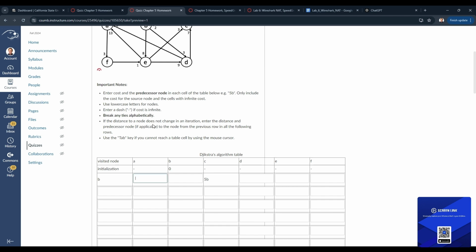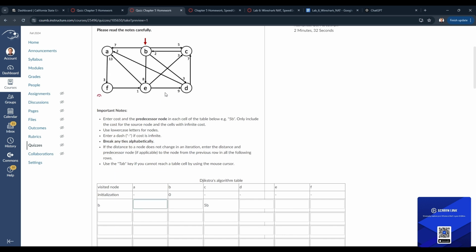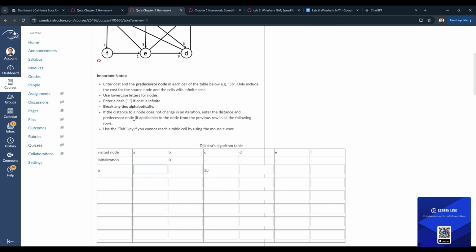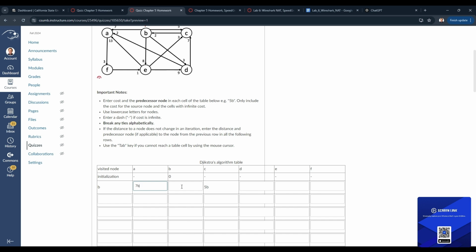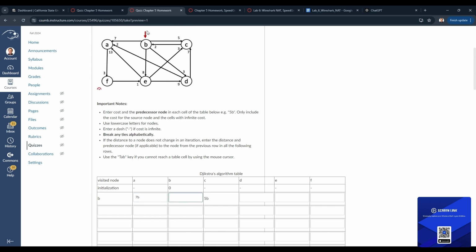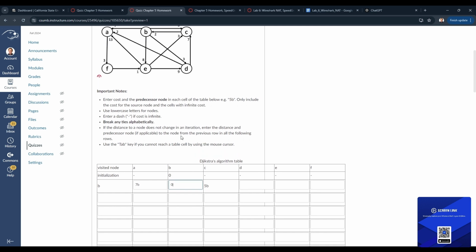Okay, so we're starting at node B, initializing at node B. What's the cost and the predecessor node of getting to node A? So we're at B, A is over here. Our cost is 7, our predecessor node is going to be B, so I'll write 7B. If I want to get to B, I'm already at B, so the cost is going to be 0, and I don't need to enter a predecessor node.